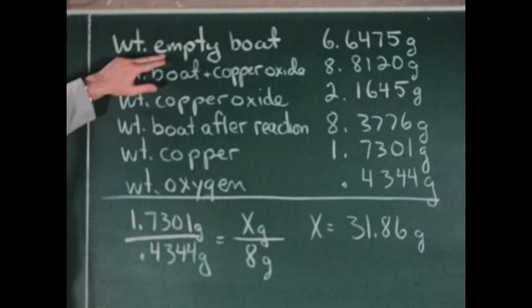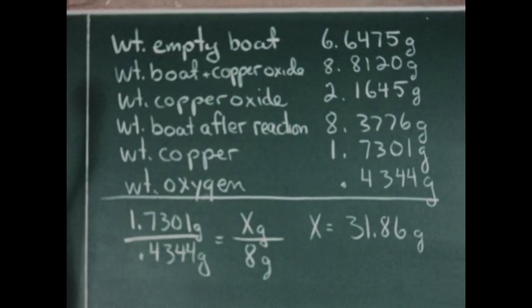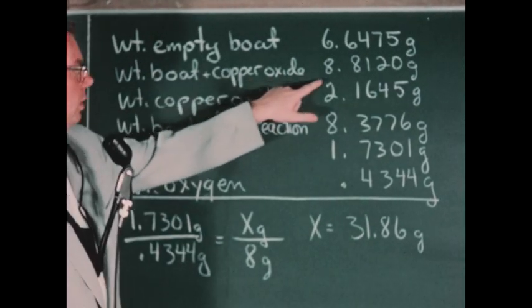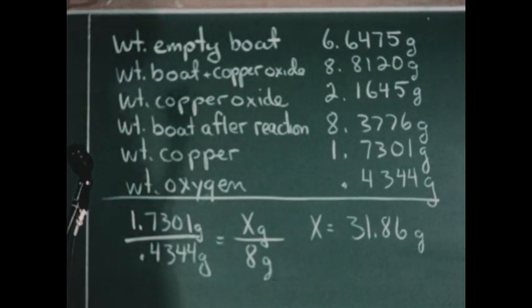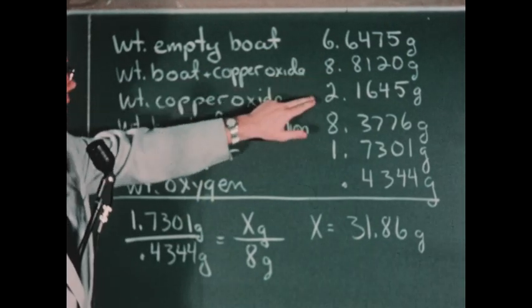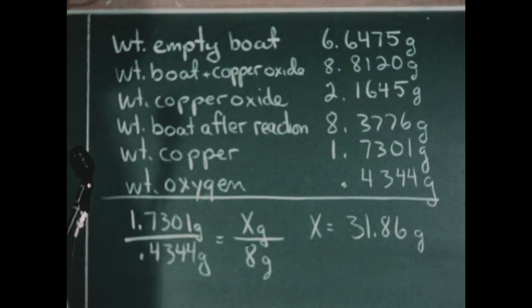We found that our empty porcelain boat weighed 6.6475 grams. When we added the copper oxide to the boat, the two together then weighed 8.8120 grams. By subtracting this figure from this one, we find that the weight of the copper oxide is 2.1645 grams.